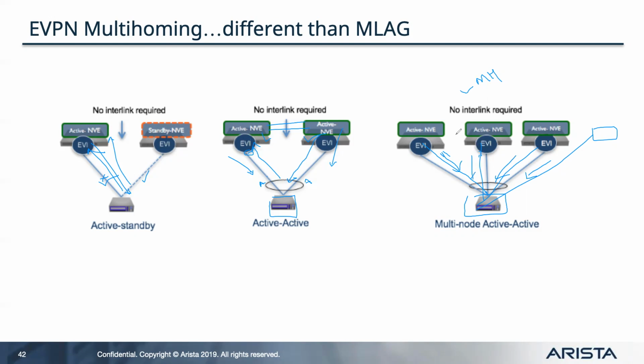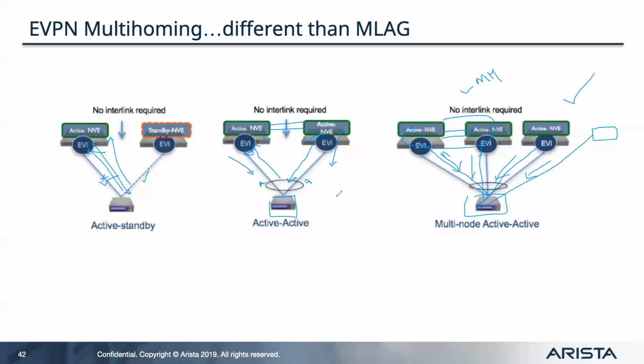But one advantage of it is you can use different vendors. There is no dependency on the same vendor or MLAG, the feature does not need to be supported. And you can have more than two devices. In MLAG, you can have only two devices, but now with multi-homing you can have multiple devices. This host can be connected to multiple VTAPs, so that is also one advantage of multi-homing.